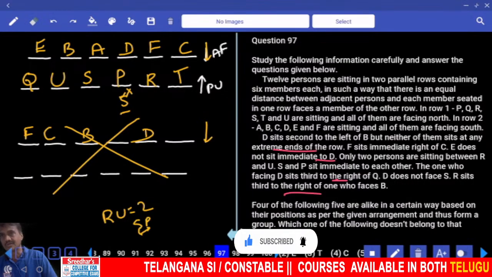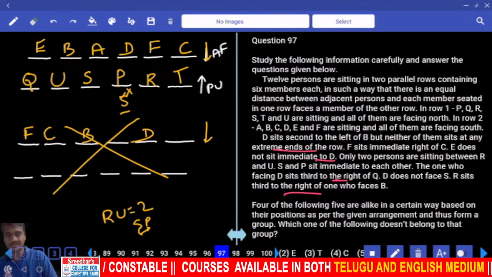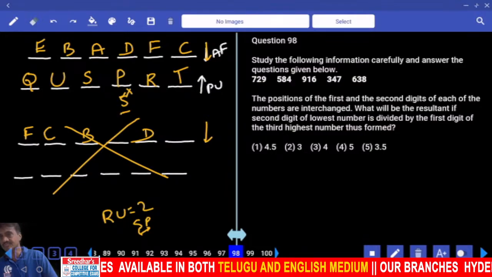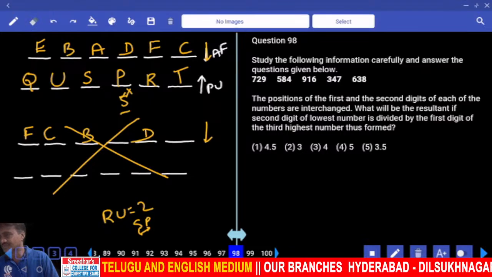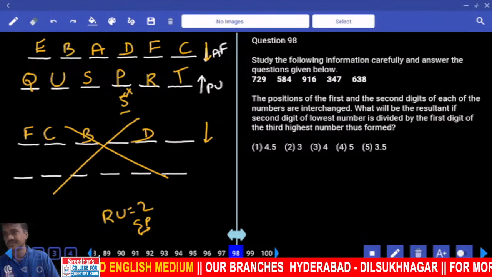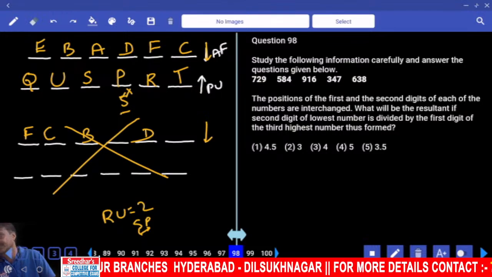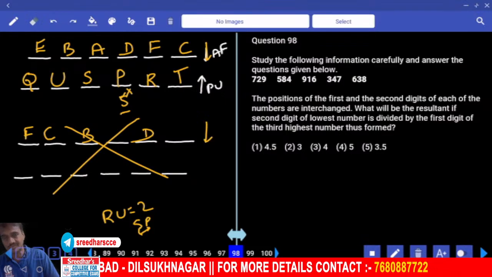Then next one, 98 to 100. First or the second priority? Definitely first priority, 98 to 100. Now in this question numbers 98 to 100, they are based on a set of numbers. In this set of numbers, the positions of the first and the second digits are interchanged. Which digit is coming to the first place? Second digit.